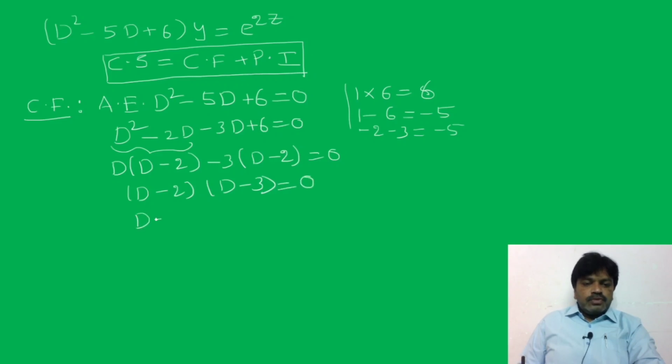So what are the roots here? d is equal to 2, 3. So what is the complementary function here? Complementary function is c1 e power 2x. Sorry, what is 2? Is it 2, friends, here? No.